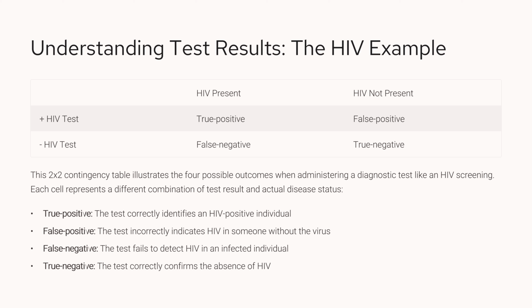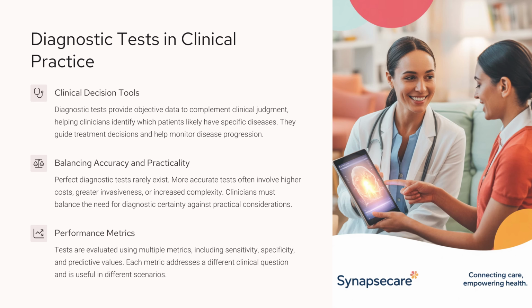A false positive means that the test says someone has HIV, but they don't have it. Then a false negative, where the test fails to detect HIV in someone that has it. And then a true negative, meaning that the person doesn't have it and the test correctly identified that they don't have it.